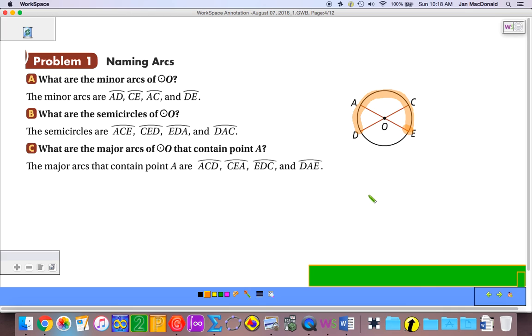Excellent. We've now learned how to name arcs. And just to review, a minor arc is any arc larger than 0 but less than 180. A semicircle is an arc with exactly 180 degrees. A major arc is an arc whose measure is more than 180 but less than 360. Generally, we name minor arcs by 2 letters. We name semicircles and major arcs with 3 letters. Please make sure that when you name an arc, you put the proper arc notation above your letters.